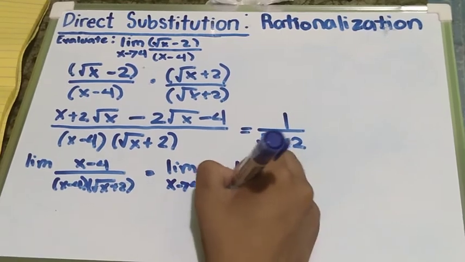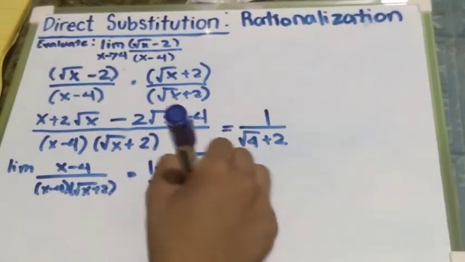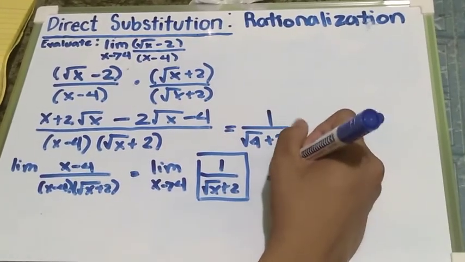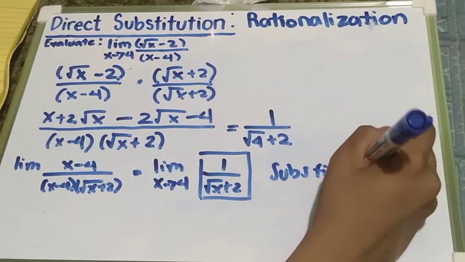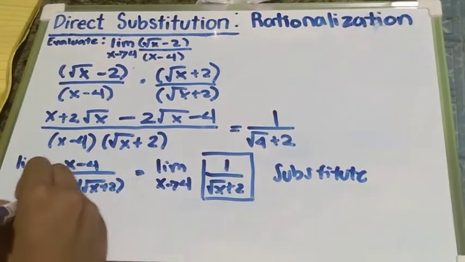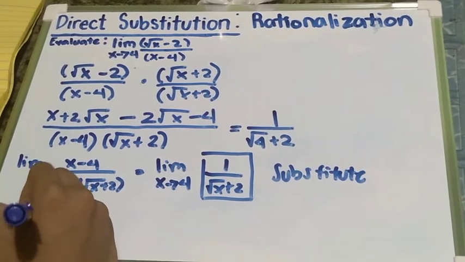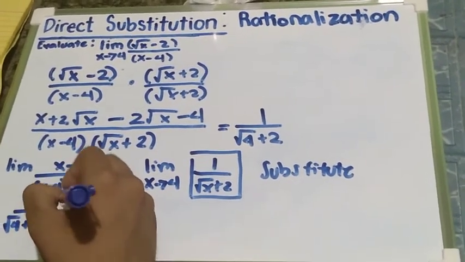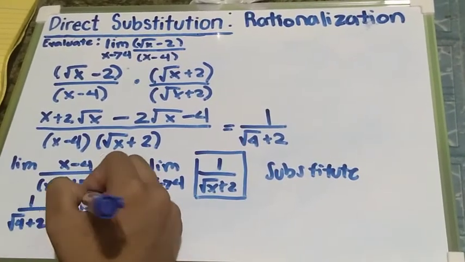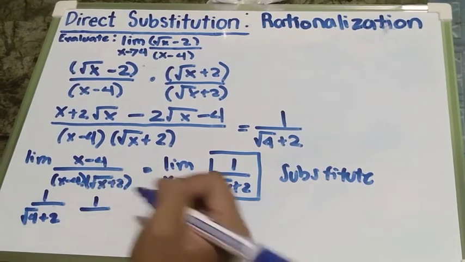Substitute. Next is substitution, 4 for x. So 1 over 4 square root of 4 plus 2 equals 1 over 4. And that's it. 1 over 4 is the answer.